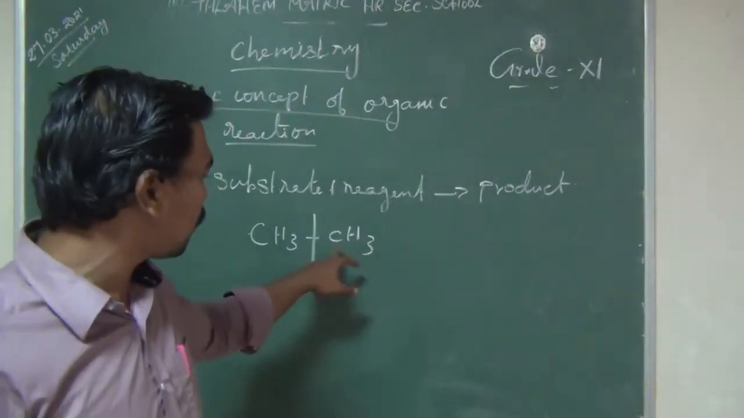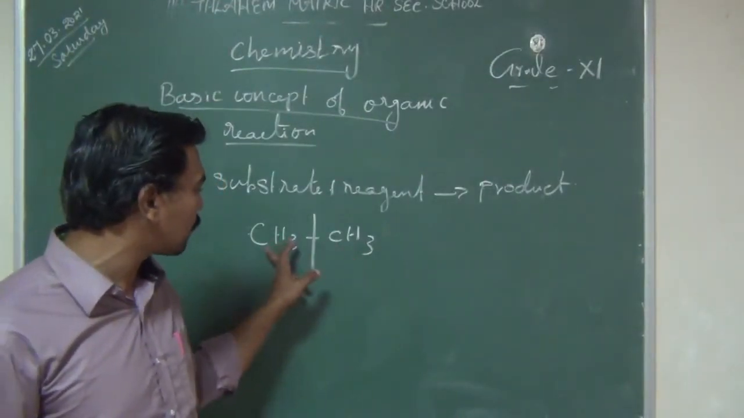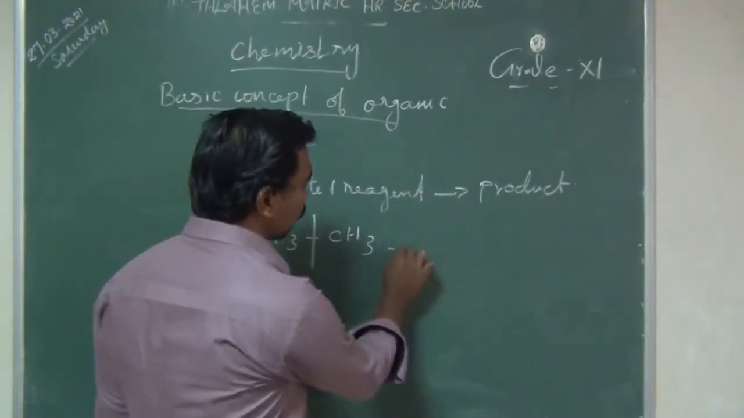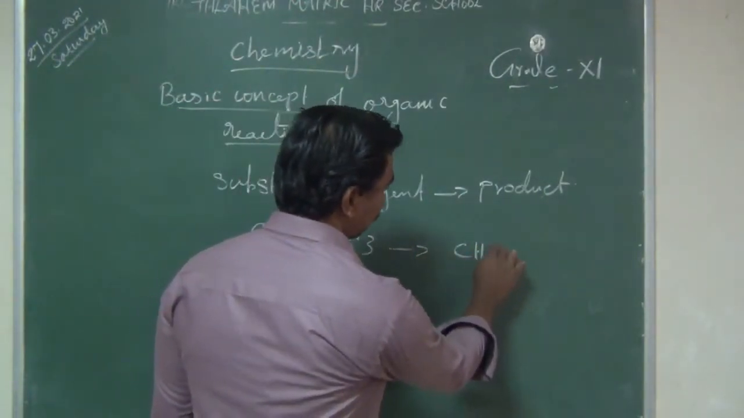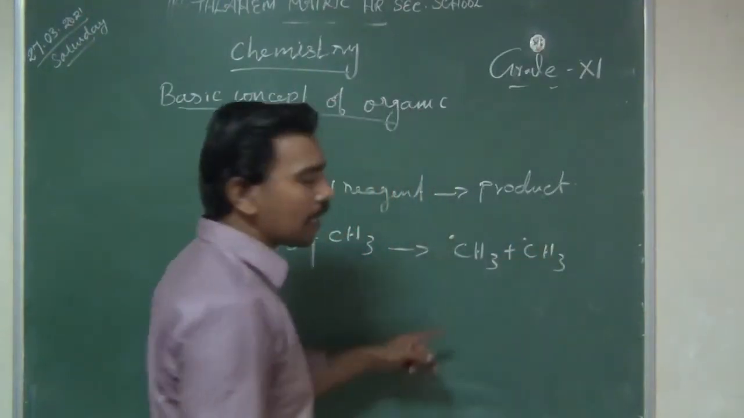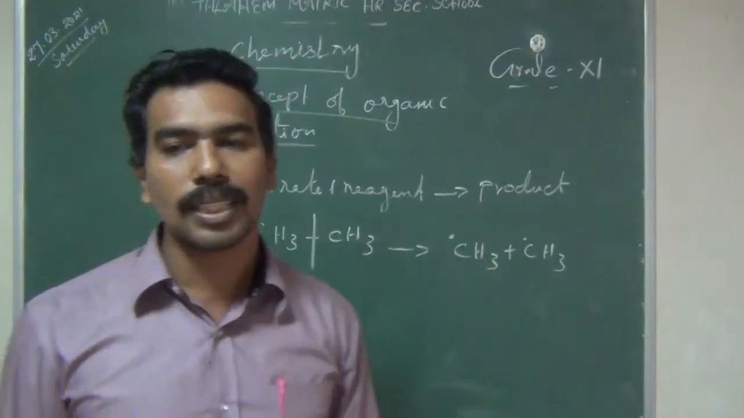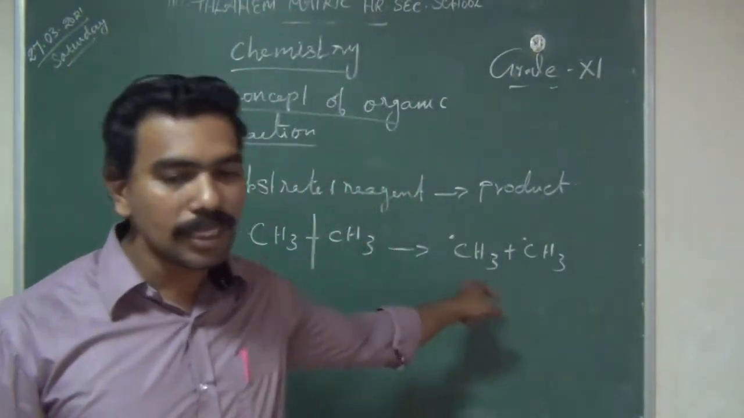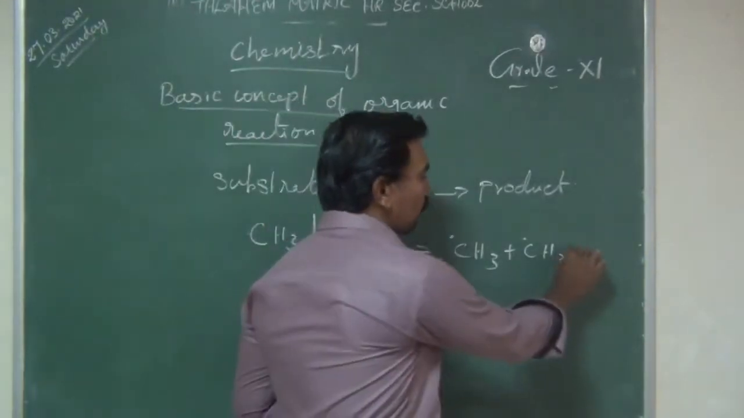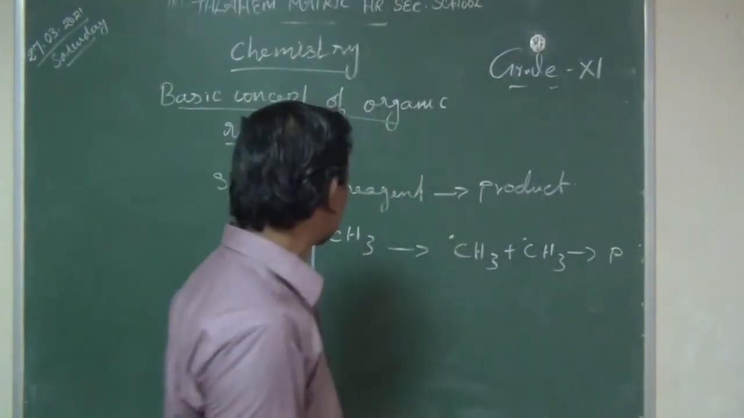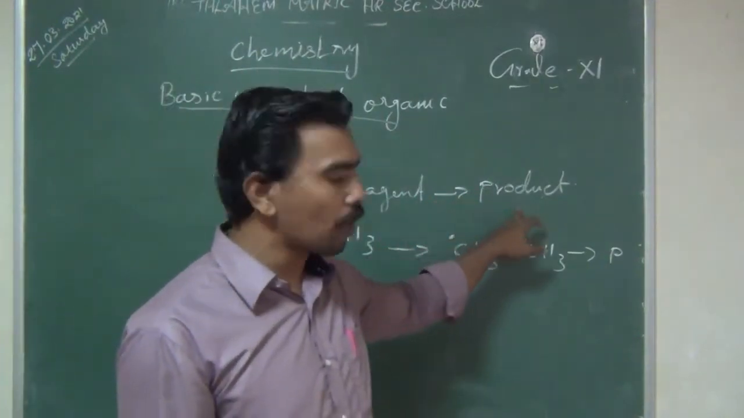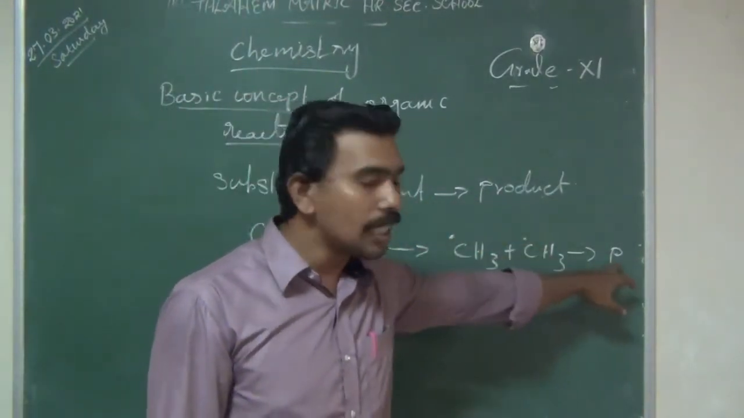So both carbon atoms retain one electron each. That is known as the intermediate. This intermediate is not stable. It is a highly reactive substance. It reacts with some other element to give some product. Already we have discussed that the substrate reacts with the reagent to give the product. So here, this is the product.